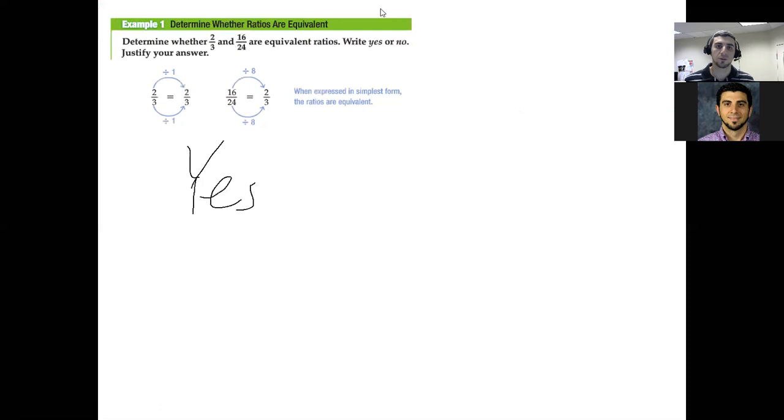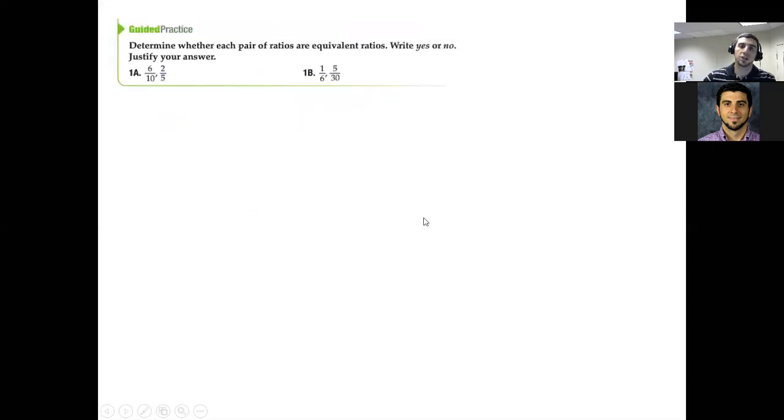Because when expressed in simplest form, the ratios are equivalent. Basically 2/3 in simplest form is 2/3, because it already is in simplest form, and 16/24 in simplest form is 2/3. So same thing there. All right, so let's determine whether each pair of ratios are equivalent ratios and write yes or no for our answer and justify. Go ahead and pause the video and hit play when you're ready.